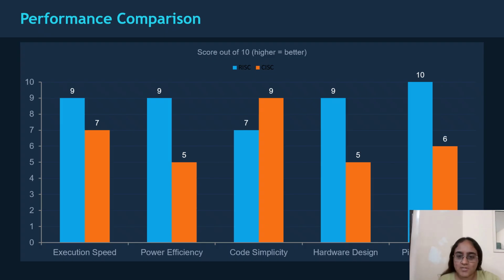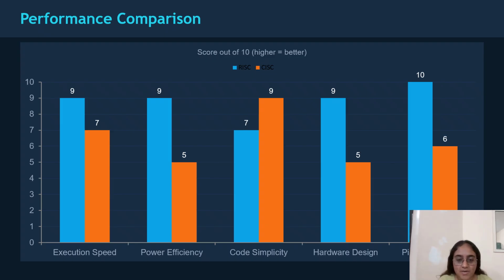Looking at the performance chart, we can clearly see the differences in execution speed and pipeline support. RISC scores a perfect 10 because it's simple. Uniform instructions allow CPUs to pipeline them extremely efficiently. In power efficiency, RISC again dominates with a score of 9 compared to CISC's 5. This is why battery powered devices always prefer RISC. In hardware design simplicity, RISC scores 9 versus CISC 5.